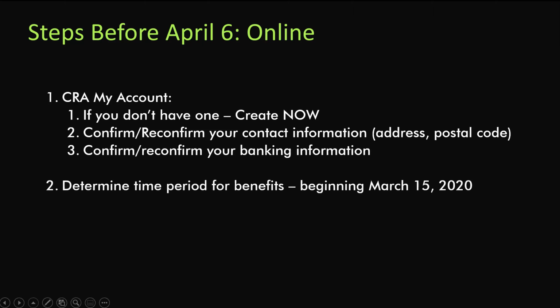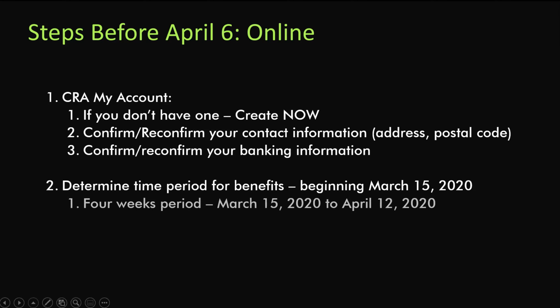Number two, you need to determine, and I think it's a good idea for you to determine beforehand, what is the time period for which you are applying for benefits. Now, the benefits will be paid for every 4 weeks, starting from March 15th, 2020. So the first 4 weeks period is March 15th, 2020 to April 12th, 2020. So you need to determine beforehand whether you are expecting to be off from March 15th to April 12th, 2020, the entire time period. You will not earn any income. If that is the case, then that will be the time period you will be applying for.